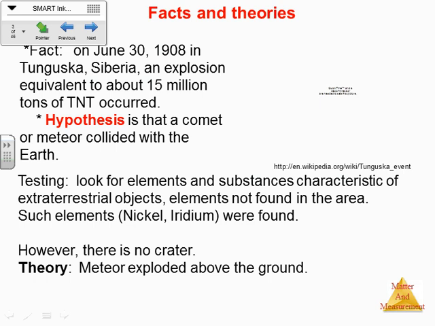Well, the problem with that theory is that when they went to investigate the site, they didn't find a crater. And you would expect if a comet or a meteor hit the Earth that there would be some sort of big crater there where it hit. Well, their new hypothesis, because there's no crater and because there's really no other way to explain the kinds of elements that they found in that area, they decided the meteor must have exploded above the ground. And so it didn't make a crater because it exploded before it got to the ground. So that's an example of the scientific method in action.